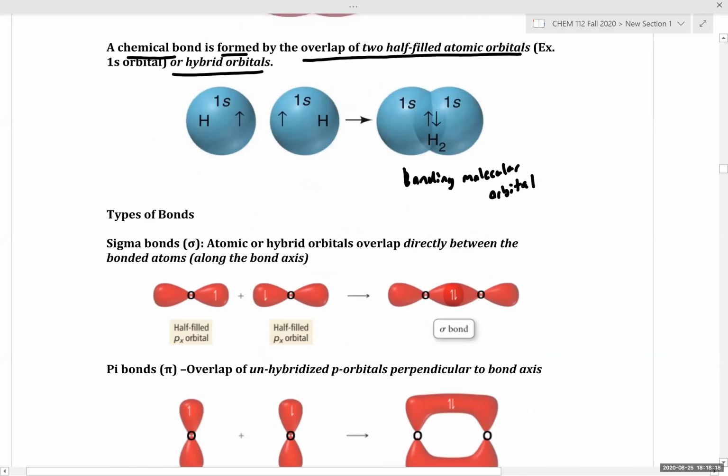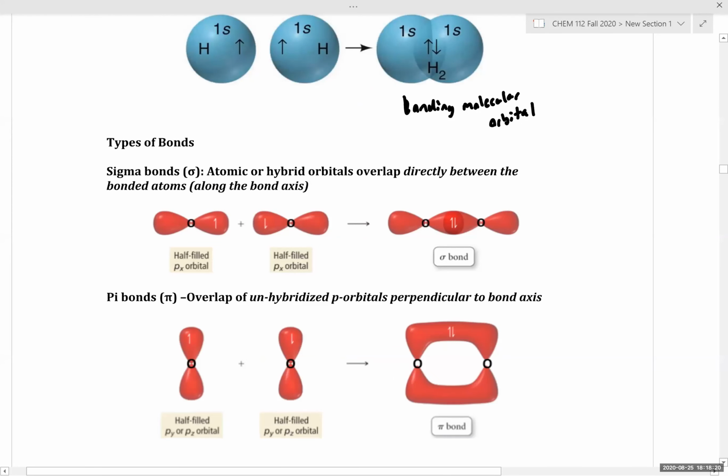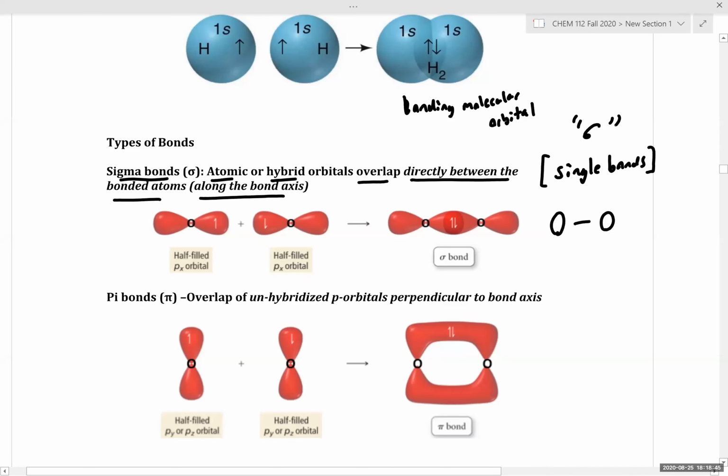Now, there are two types of bonds, the first of which is a sigma bond. It's an overlap of atomic or hybrid orbitals directly between the bonded atoms along the bond axis. So for example, our sigma bond in this case is our overlap directly on the bond axis. I like to think of sigma bonds as our single bonds. I like to think sigma single.